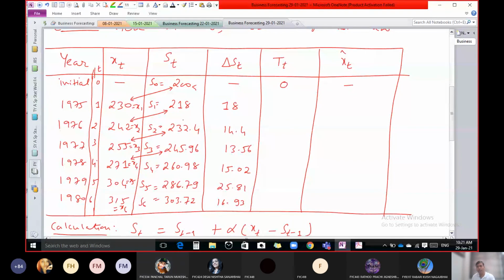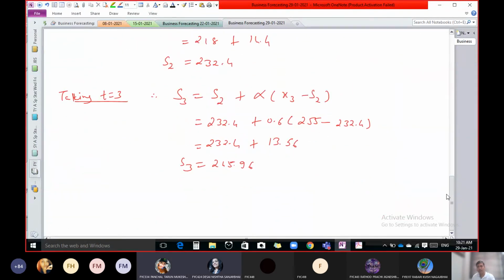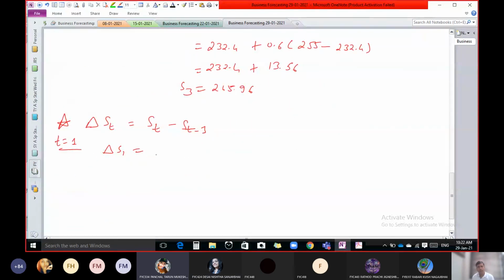But tell me the formula for delta ST. What is delta ST? ST minus ST minus 1. Correct. This is the formula. And if we take t equal to 1, we get delta S1. What is delta S1? S1 minus S0. S1 is 218, minus 200. We get 18. But no need to show this in our calculation part.